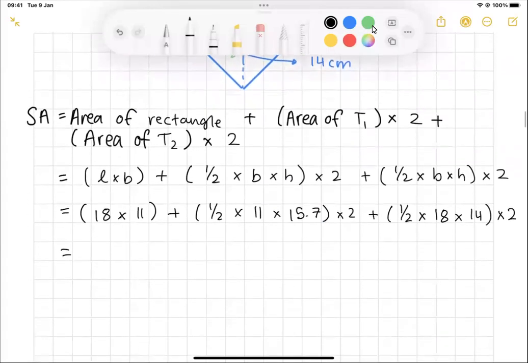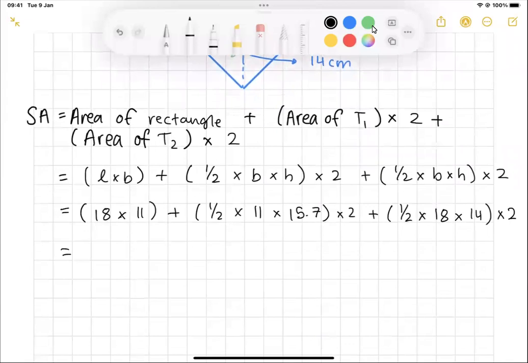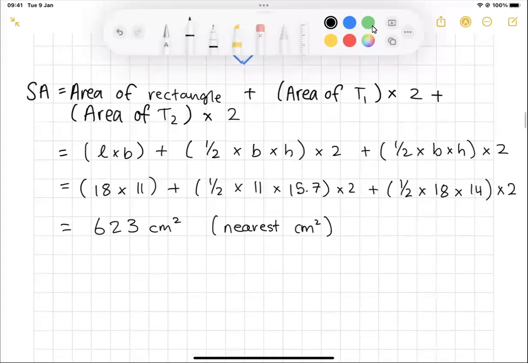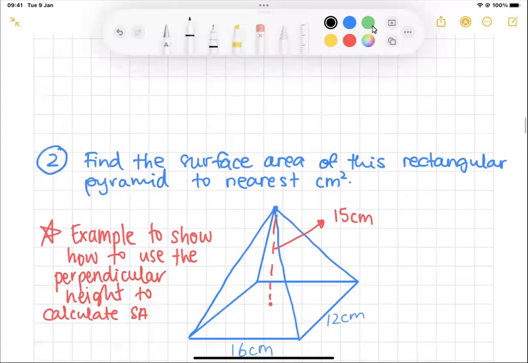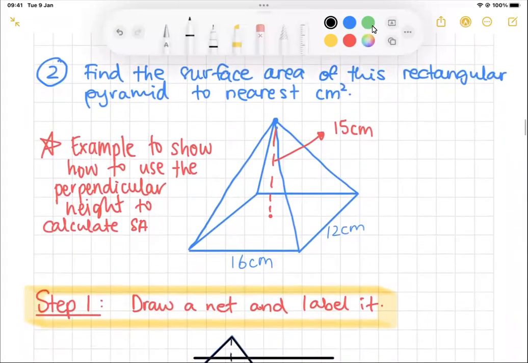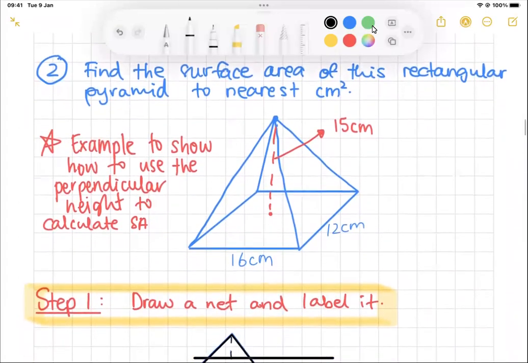Put that all into your calculator, and you should get 623 centimeters squared. It's centimeters squared because we are talking about surface area. All right. There you go. All right. It's nearest centimeter squared, round it to the nearest whole number. Whole number meaning there's no decimals. Yeah. That's example number 1. Pause if you need to look back on that, but I'm going to move on.